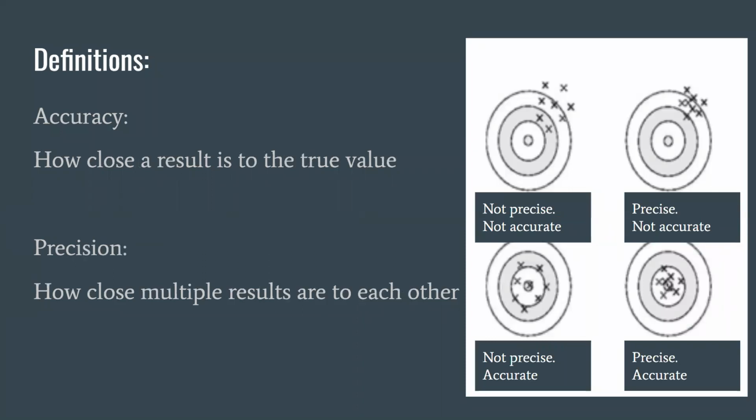Accuracy is how close a result is to the true value. And precision is how close multiple results are to each other. Lab results should always be precise and accurate. If they're accurate without a repeatable result, then we won't consistently be correct.